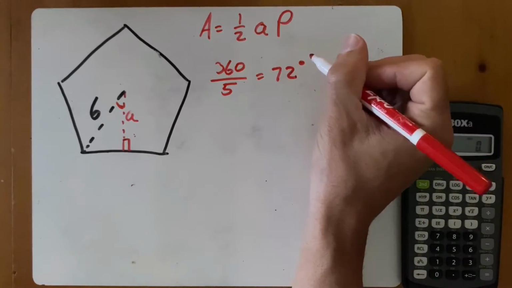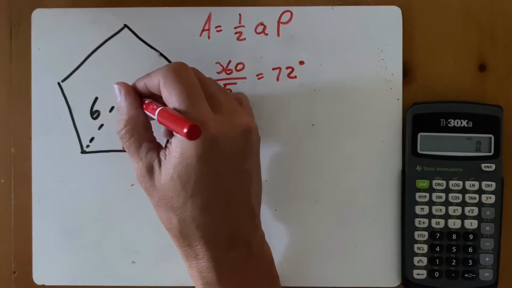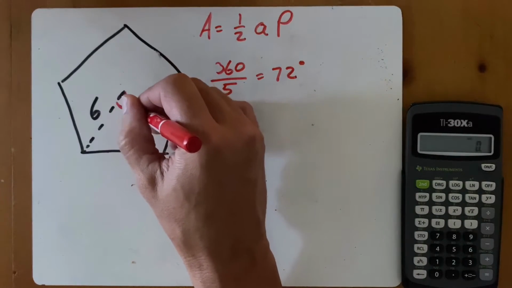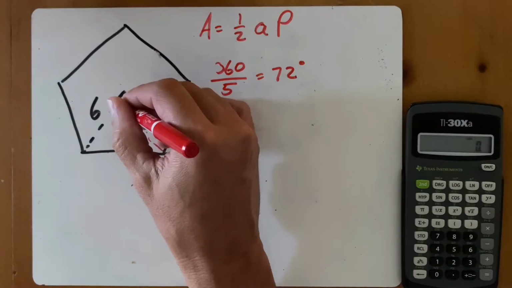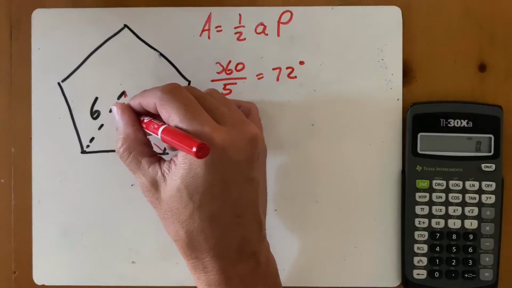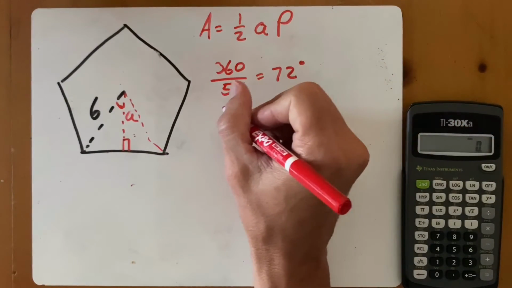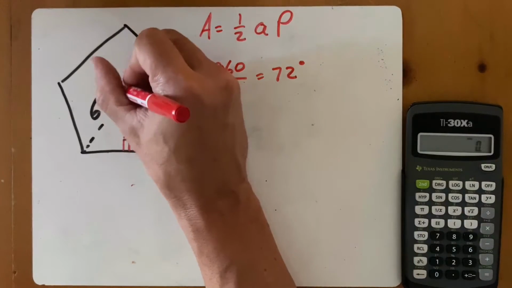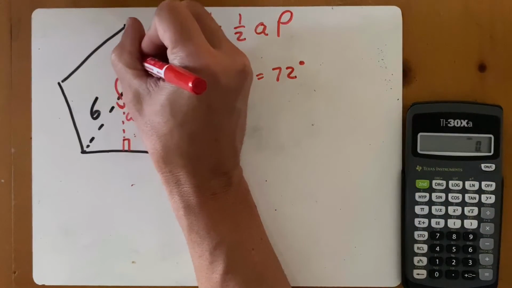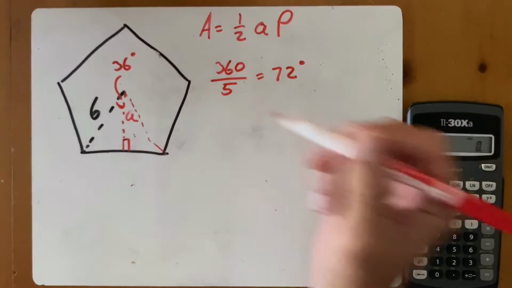That's our central angle, and so that is this angle here, the big one. And so we want to cut that in half for this little angle. So we'll divide that by 2. So that means that this angle is equal to 36. Okay, so there's our triangle.